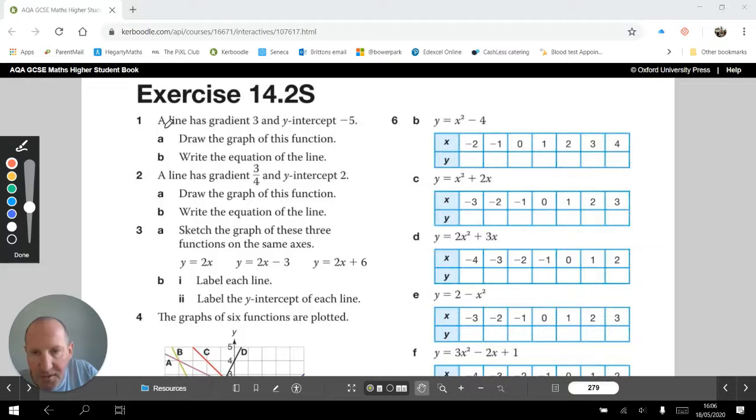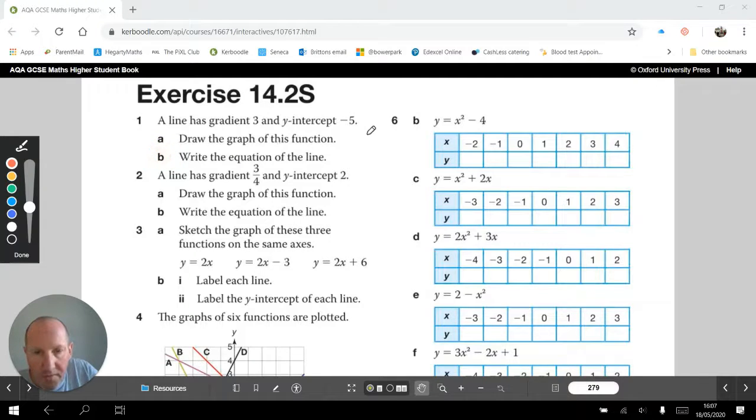Practice makes perfect. So this one, it says a line of gradient 3 and y-intercept of -5. From that general formula, I get y equals 3x, because 3 is the gradient, and an intercept of -5. So it's just applying that. Write the equation. That's what I've done actually. I've done B first of all and written the equation.